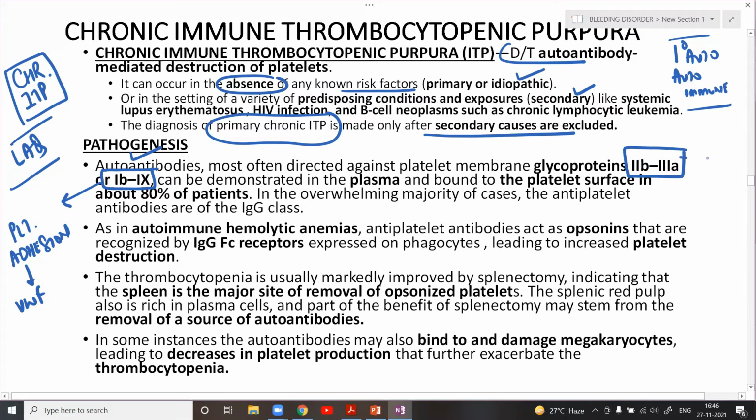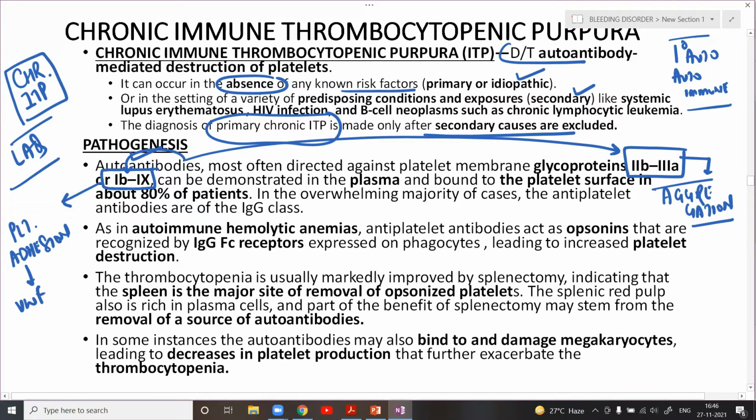Whereas what was the function of platelet glycoprotein 2B3A? It was involved in platelet aggregation. Please go back and read the basic lecture on hemostasis. What I want to tell you is that without platelet adhesion and platelet aggregation, the bleeding will never stop. The primary hemostatic plug will never be formed. So over here, the antibodies go and destroy the platelet glycoprotein 2B3A as well as 1B9.